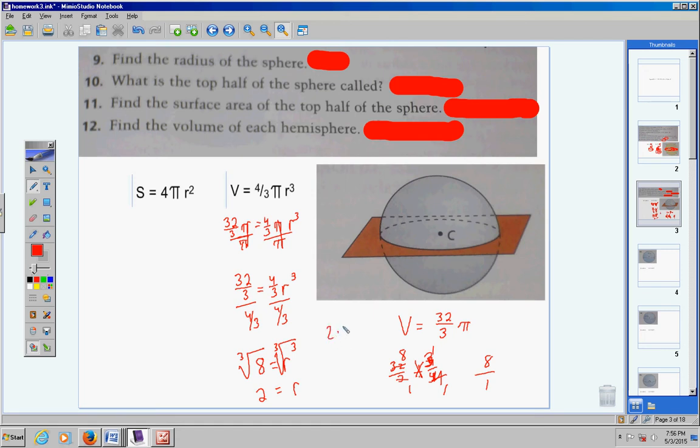Because 2 times 2 times 2 is 8, the cube root of 8 is 2. So there's your radius. Your radius is 2. Now, what is the top half of the sphere called?